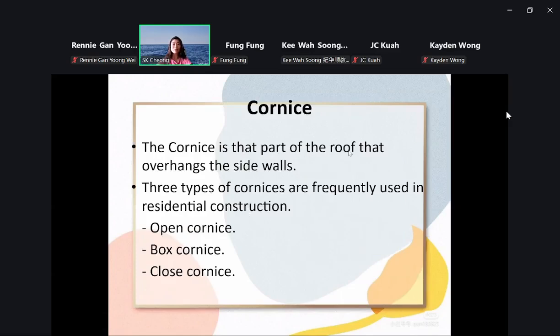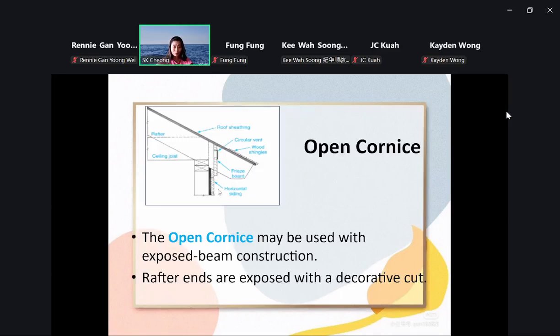Cornices. A cornice is part of the roof that overhangs the side of the wall. From the frame, for floor finishes we have skirting, right? For the roof, we will have this cornice, which overhangs by the side of the walls. We have three types: open cornice, box cornice, and closed cornice. The open cornice: rafter ends are exposed with decorative cuts. Open, so you can see that.